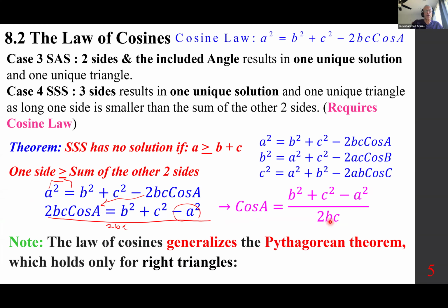Now, the law of cosine generalizes the Pythagorean theorem, which holds only for right triangles. If you happen to have a right triangle, this is cosine of 90 degrees, which is 0. Everybody knows a squared equals b squared plus c squared, right? So if it's a 90-degree angle, cosine becomes 0, this becomes 0, and that works. So the Pythagorean theorem, in essence, is a special case of the cosine law.